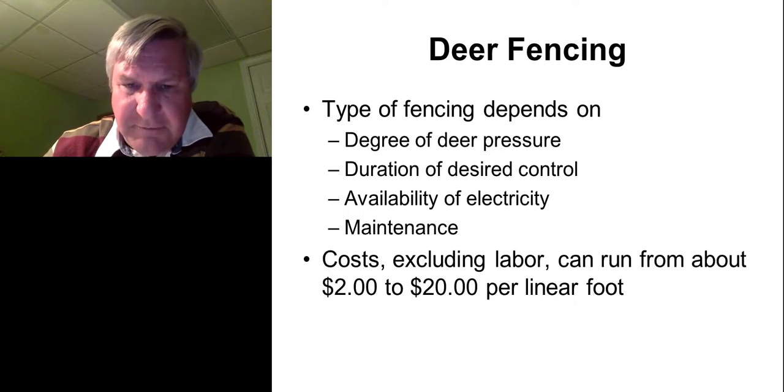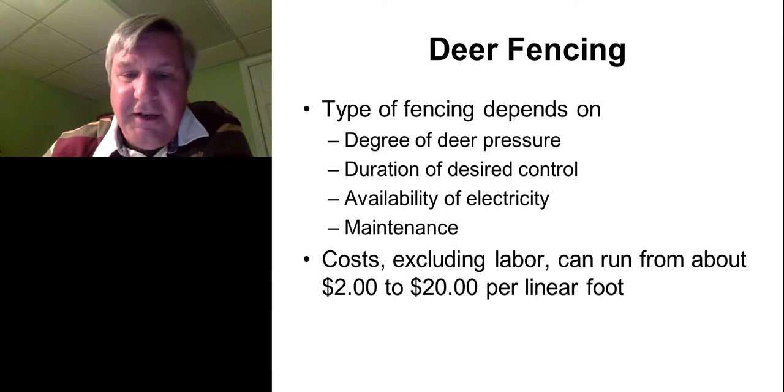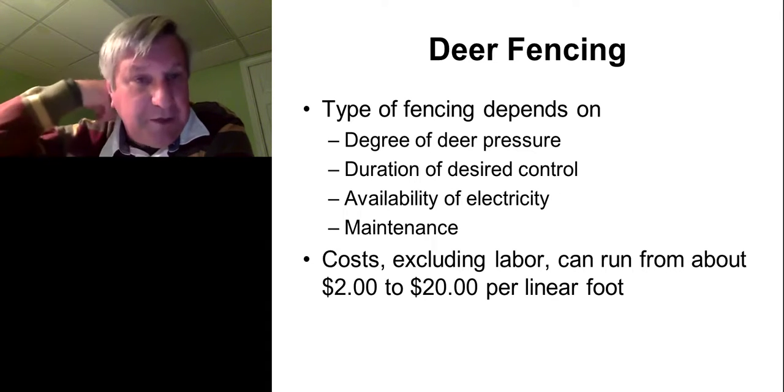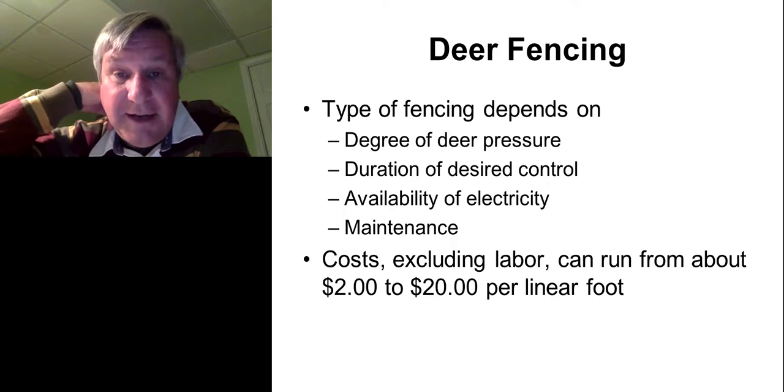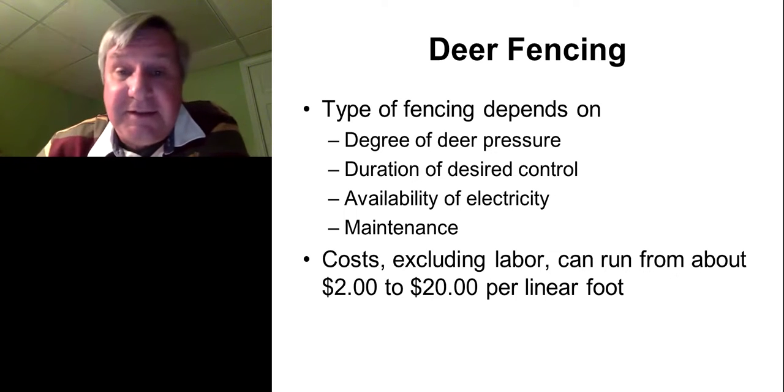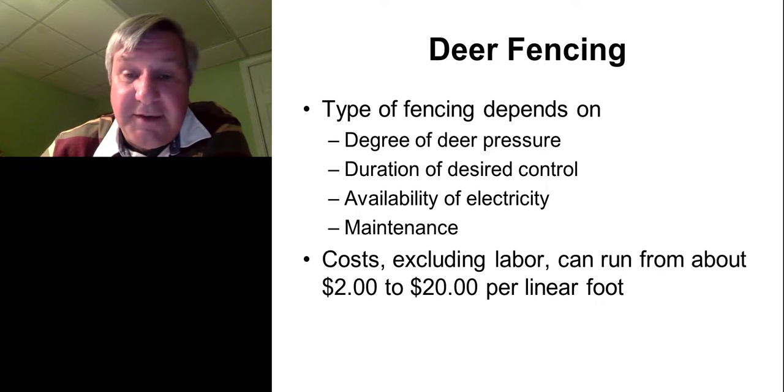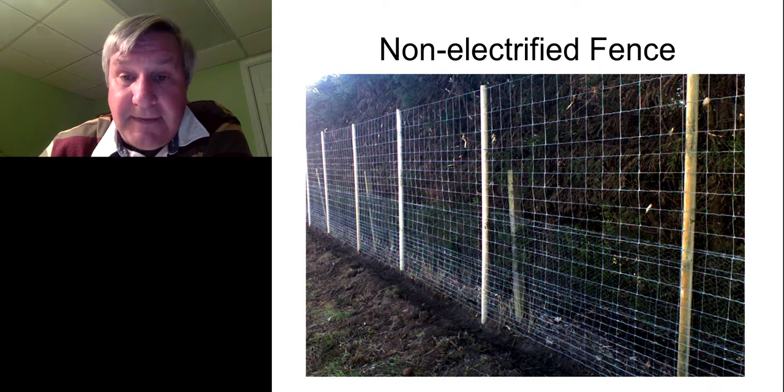Again, fences can be somewhat simple on small areas, from just a few dollars a foot, and we'll look at a couple examples of that, to some very, very expensive fence, everything from woven wire 5 feet high with additional strands on the top, 6 feet high with additional strands, to chain link fence and just about everything in between. This is a relatively simple fence. It's still expensive enough.